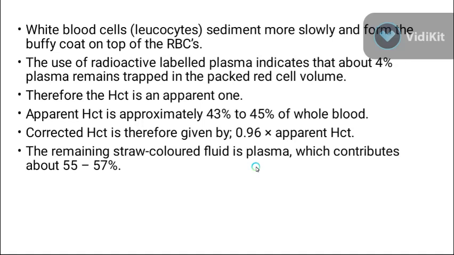The use of radioactive labeled plasma indicates that about 4% plasma remains trapped in the packed red cell volume. Therefore the HCT is an apparent one. Apparent HCT is approximately 43% to 45% of whole blood. Corrected HCT is therefore given by 0.96 times apparent HCT. The remaining straw-colored fluid is plasma, which contributes about 55 to 57%.